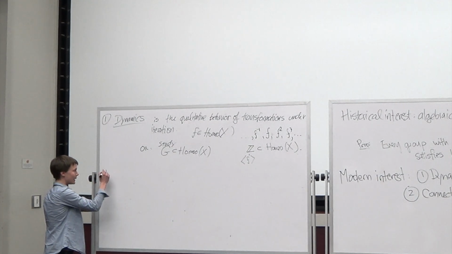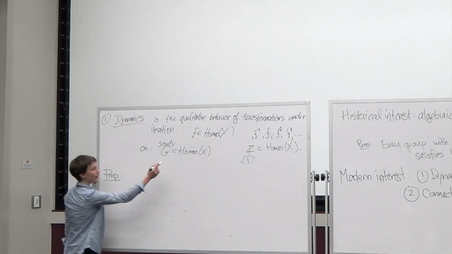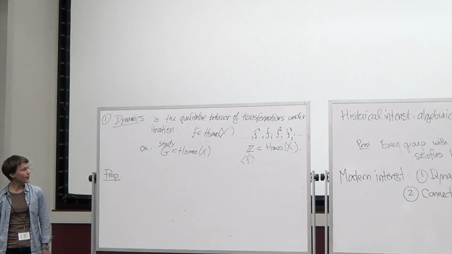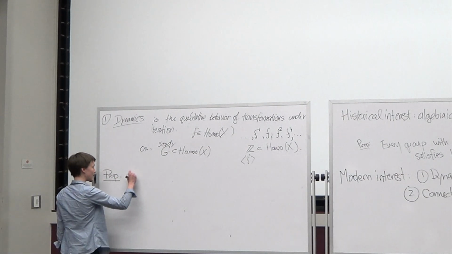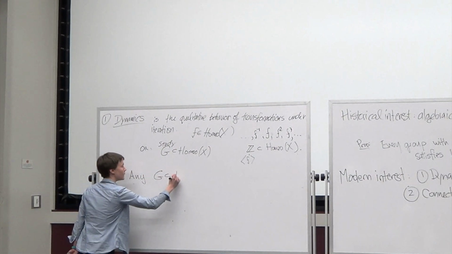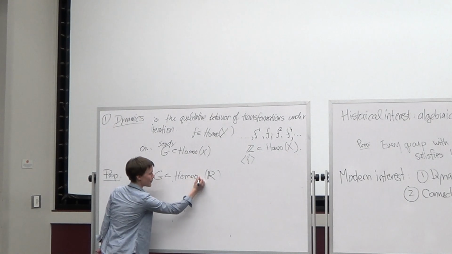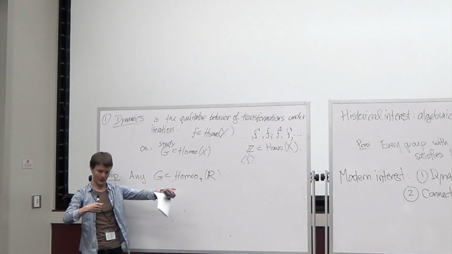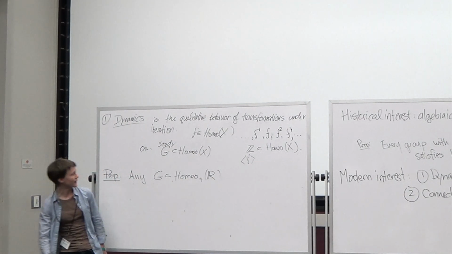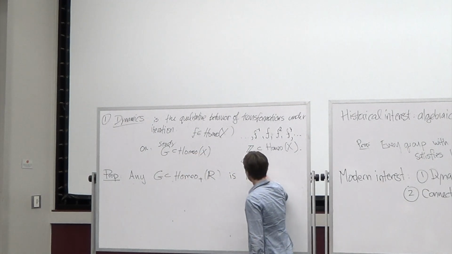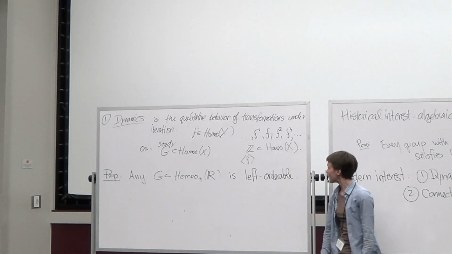Here is a proposition. If I want to understand groups of homeomorphisms of the real line, any such group is left orderable. My line comes with an orientation. I want these to preserve orientation. Otherwise, I'll have torsion, right? You could send x to negative x, that has order 2. So I'll say the group of orientation preserving homeomorphisms of the line is left orderable. It admits an order invariant under left multiplication.